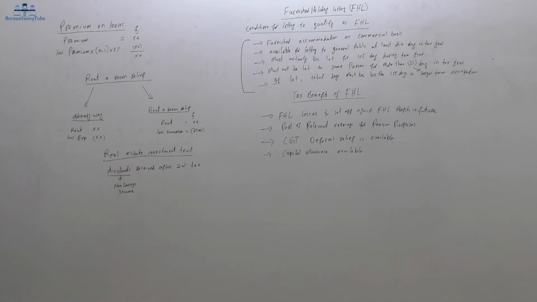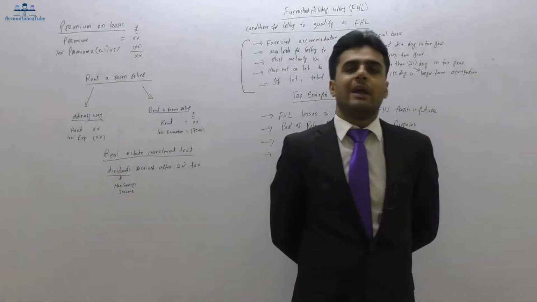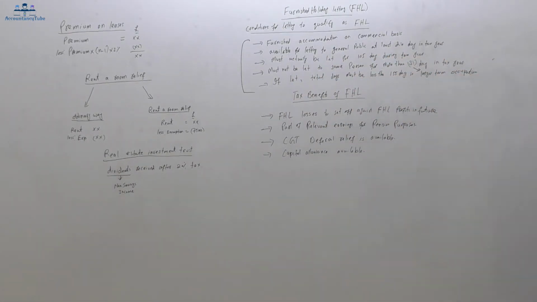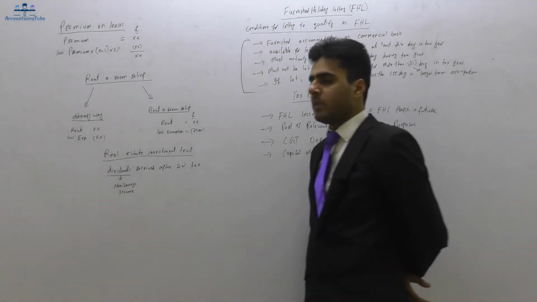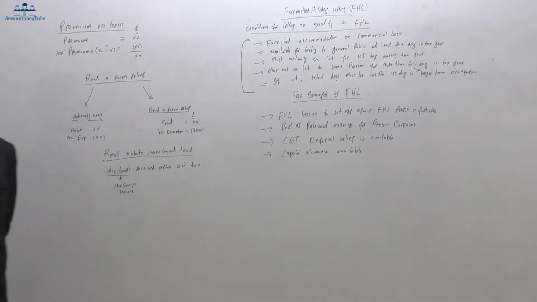So the first one is furnished accommodation on a commercial basis. It must be furnished accommodation, so the letting must be furnished accommodation, and it must be on a commercial basis for profit making purposes. The second condition is it must be available for letting to the general public for at least 210 days within the tax year. So it must be available for rent for 210 days.